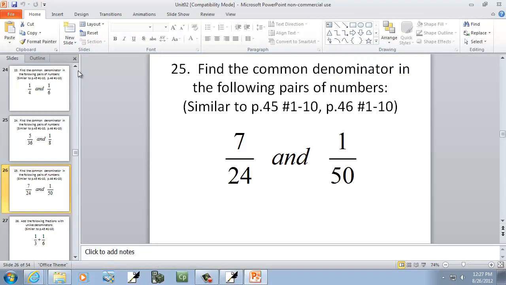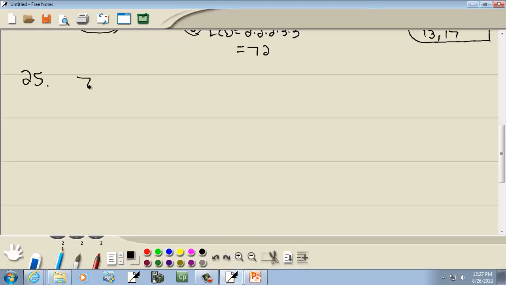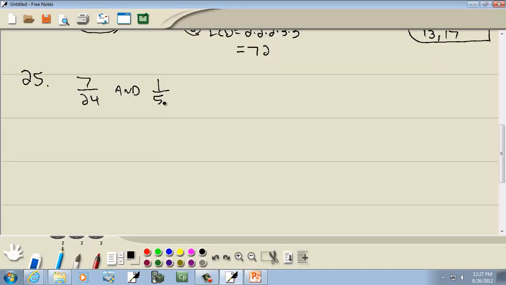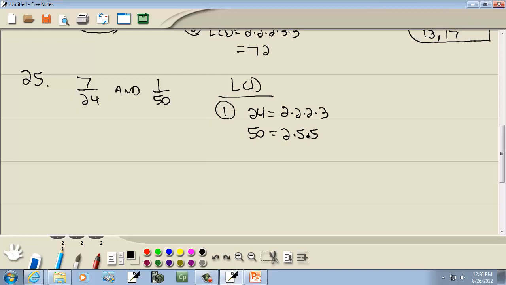Let's see, this one we got 7 over 24 and 1 over 50. And we want to find the least common denominator. So we'll do the prime factorization of each one. 24 is 3 2's and 1 3. 50 is 2 times 5 times 5.